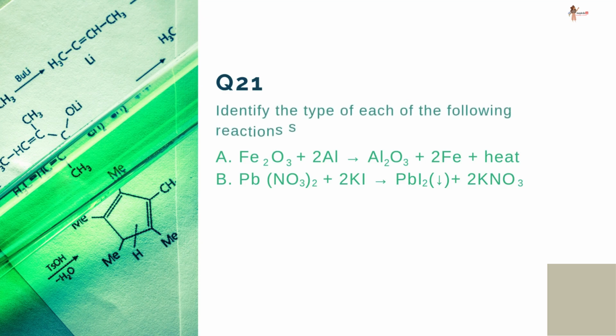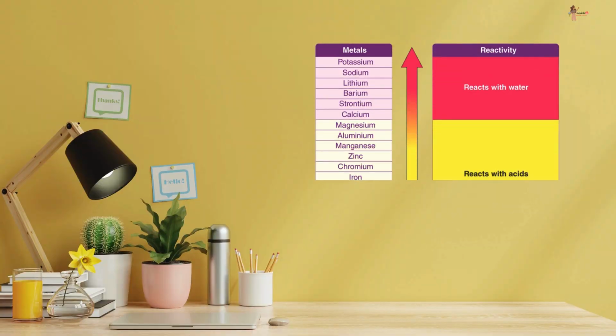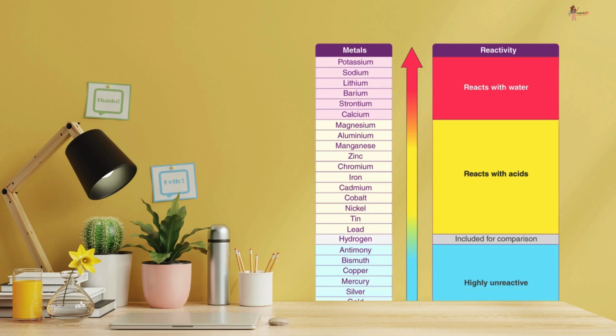Identify the type of each of the following reactions, stating the reason for your answers. The activity series is a table that lists metals in decreasing order of relative reactivity according to which displacement reaction occurs. The metals at the top are more reactive, displacing those at the bottom having a less reactive nature.